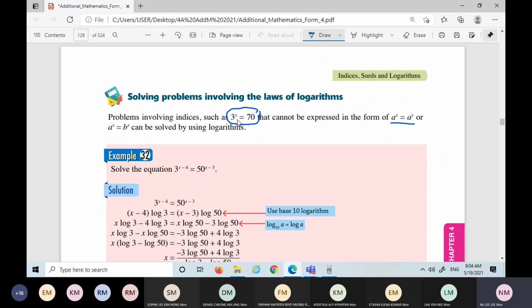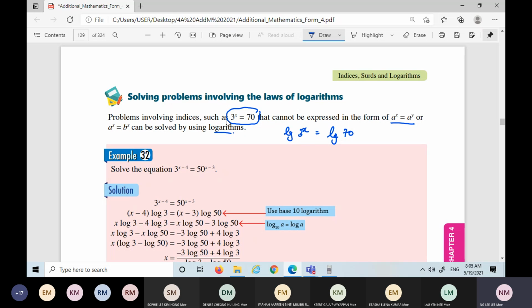So what you can do by using a logarithm is you log both sides. You can choose base 10 or base e, but normally we choose base 10. Base e is only used if the question asks you to. So I choose base 10, and log it both sides. It's like squaring both sides or square rooting both sides. Same thing.